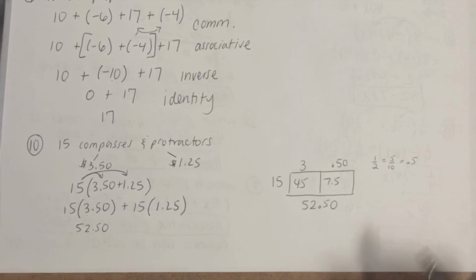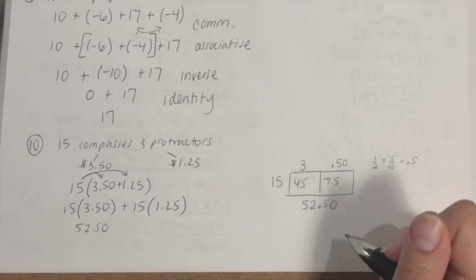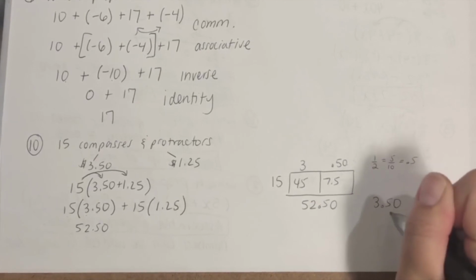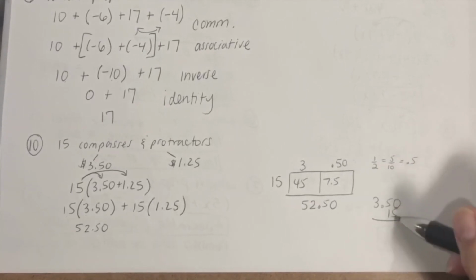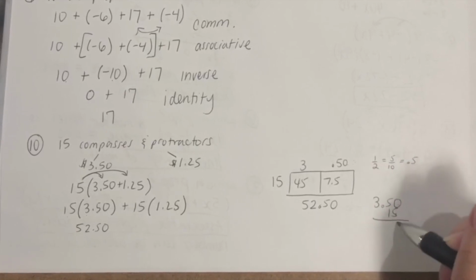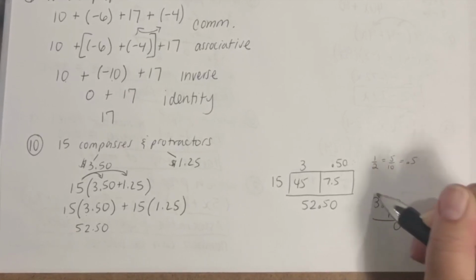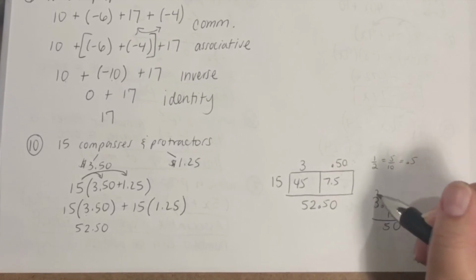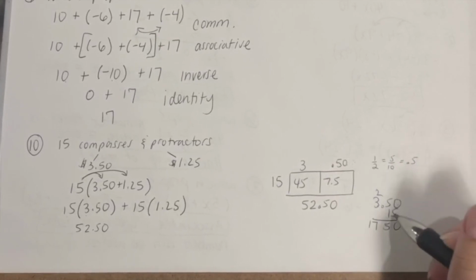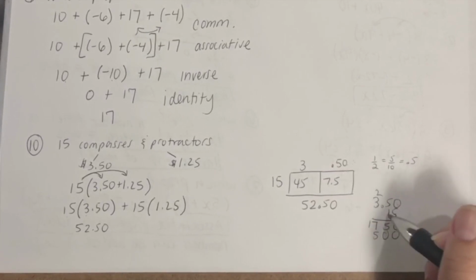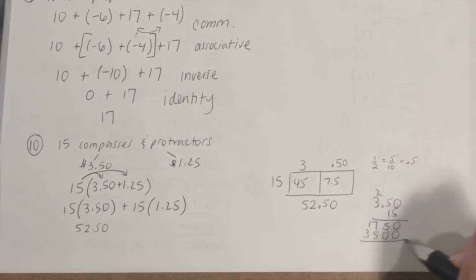If you want to do it the older way, where you do 3.50 times 15, you can't do this in your head as quickly, but it still works. So 5 times 0 is 0. 5 times 5 is 25. 5 times 3 is 15, plus 2 is 17. Okay? Then we'll put a 0. 1 times 0 is 0. 1 times 5 is 5. 1 times 3 is 3. And then we have 2 decimal places.